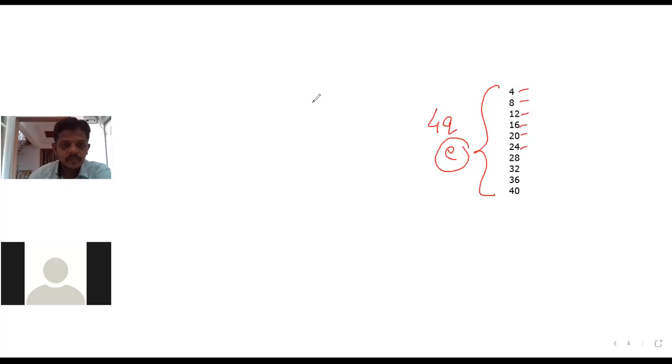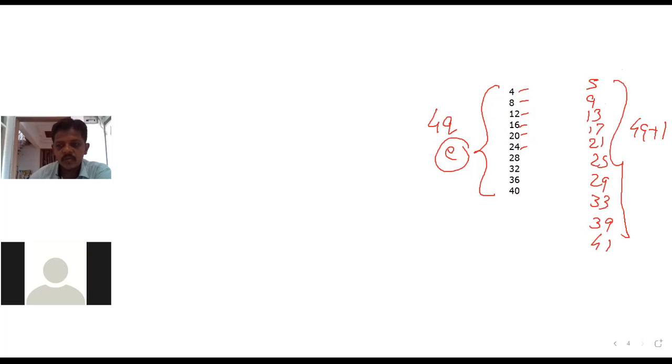Yes. If I add 1, 4q plus 1, anytime: 4 plus 1 is 5, 8 plus 1 is 9, 12 plus 1 is 13, 17, 21, 25, 29, 33, 39 and 41. All this is of the form 4q plus 1, which is definitely an odd number, because any even number, when you add 1, you will get an odd number. Clear?